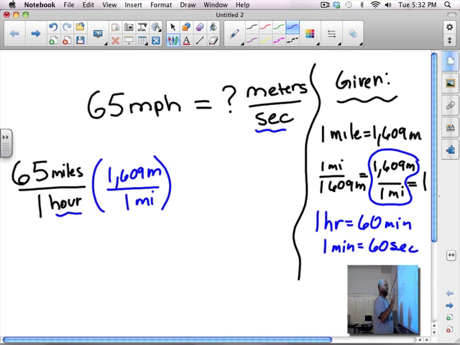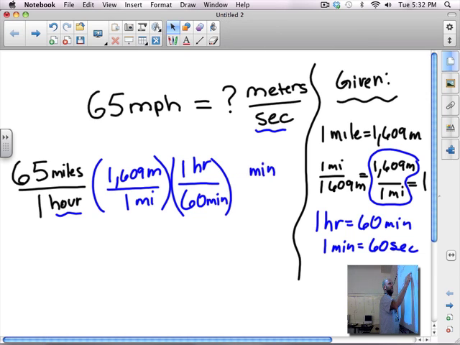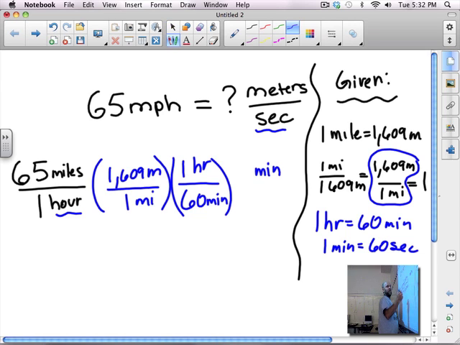So if I write this as a fraction, I would want to write hour in the numerator. So 1 hour is equal to 60 minutes multiplied by that. And my minutes, I'm going to need to cancel. Let me move this over a little bit. Okay. 1 minute, 60 seconds.